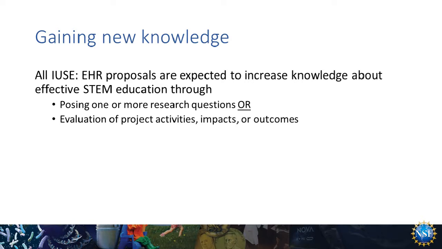All IUSE proposals are expected to increase knowledge about effective STEM education, and this can be achieved in a number of different ways. One possibility is through posing one or more research questions, such as educational research questions, or possibly through evaluation of project activities, impacts, or outcomes. The whole idea is to actually improve our understanding of what works in undergraduate STEM education. So the idea behind gaining this new knowledge is understanding what works. And to understand what works, you have to have some way of examining what you've done and whether it's been successful. So posing the research questions or performing a thorough evaluation and assessment of these project activities are ways in which you can achieve this objective.